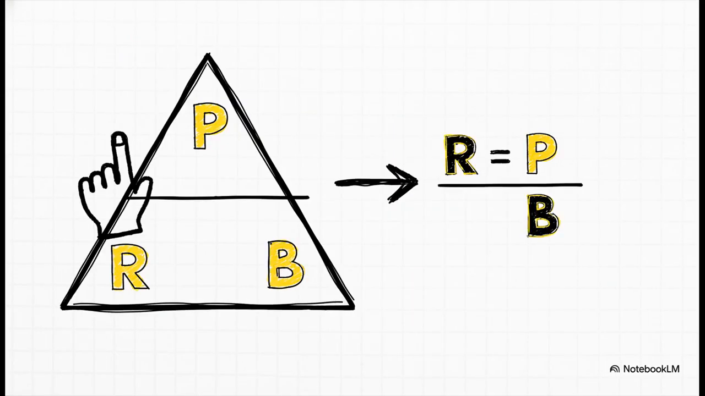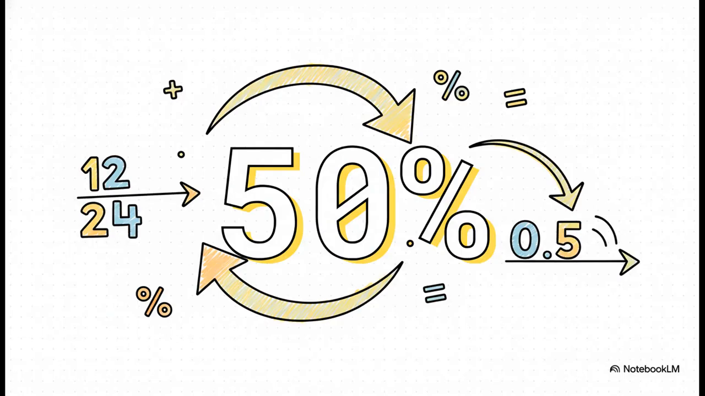All right, back to our trusty triangle. Let's cover up R this time. And what do we see? P sitting on top of B. P over B, that means we're going to divide. So the formula is rate equals percentage divided by base. Let's do the math. 12 divided by 24 is 0.5. But hold on, we're not done. The question asked what percent, so we got to turn that decimal back into a percent. Just move that decimal point 2 spots to the right, add the percent sign, and you've got it, 50%.